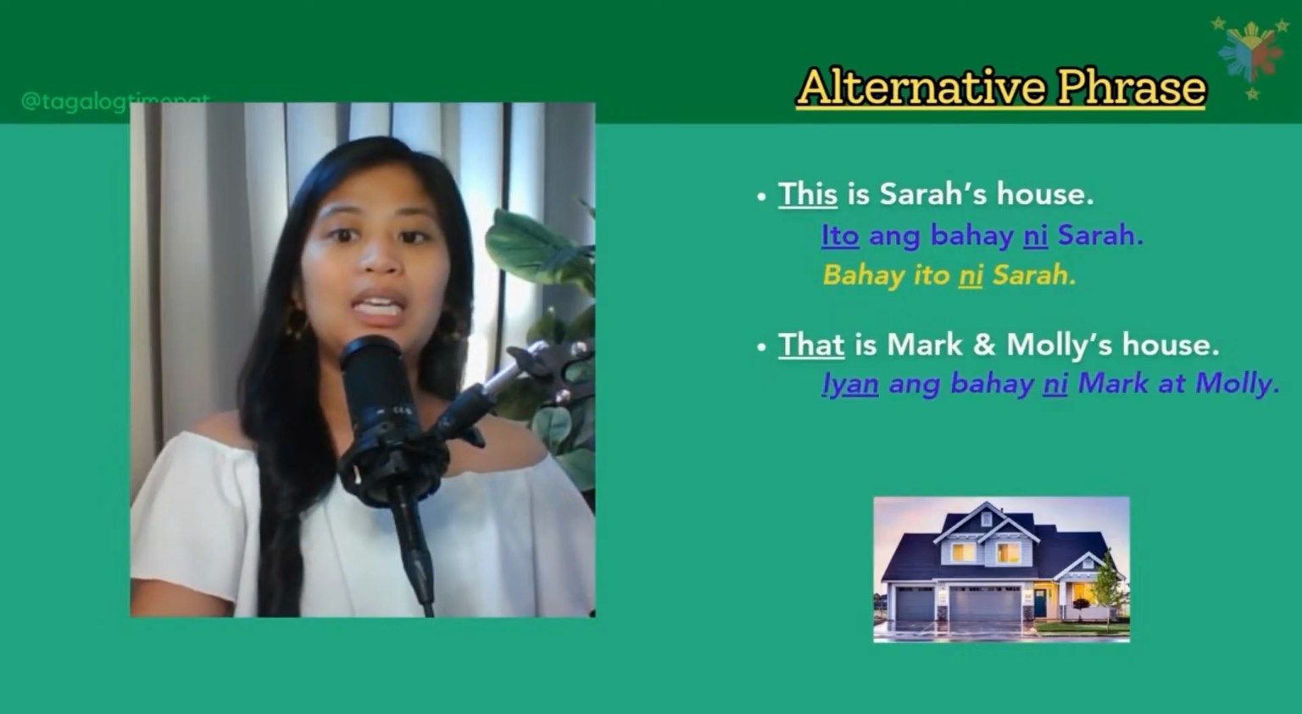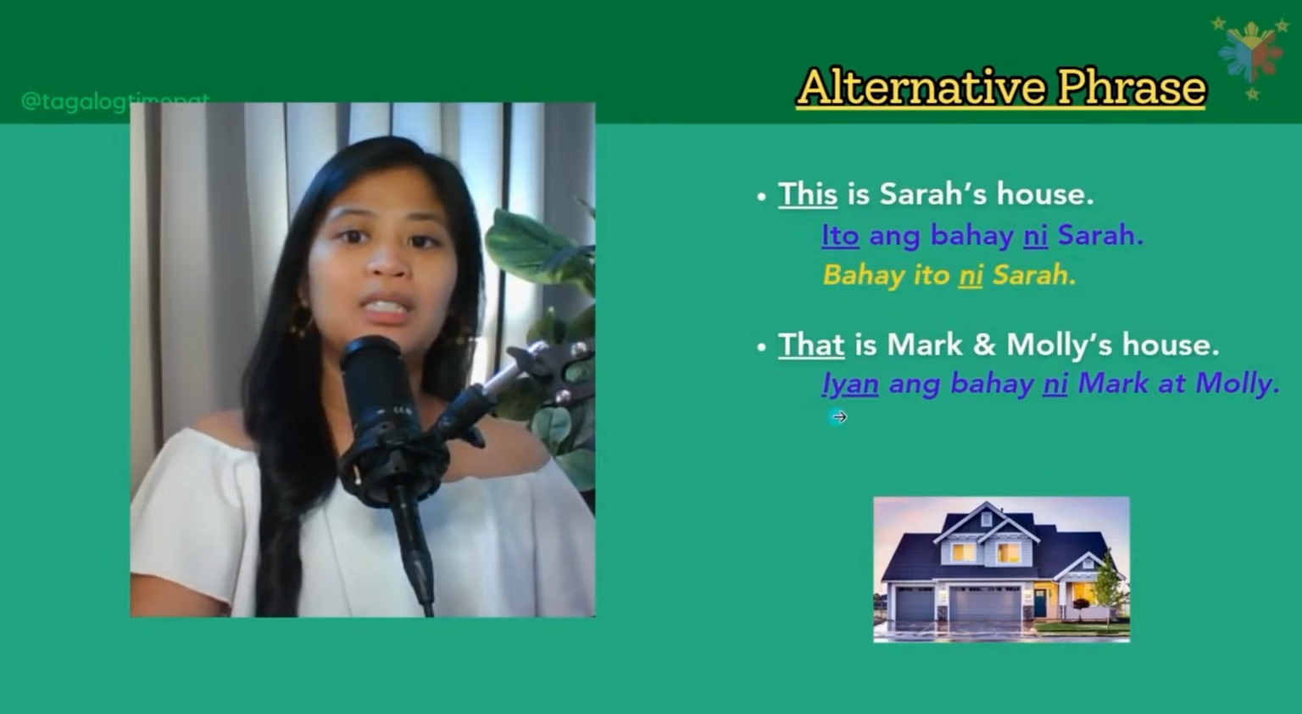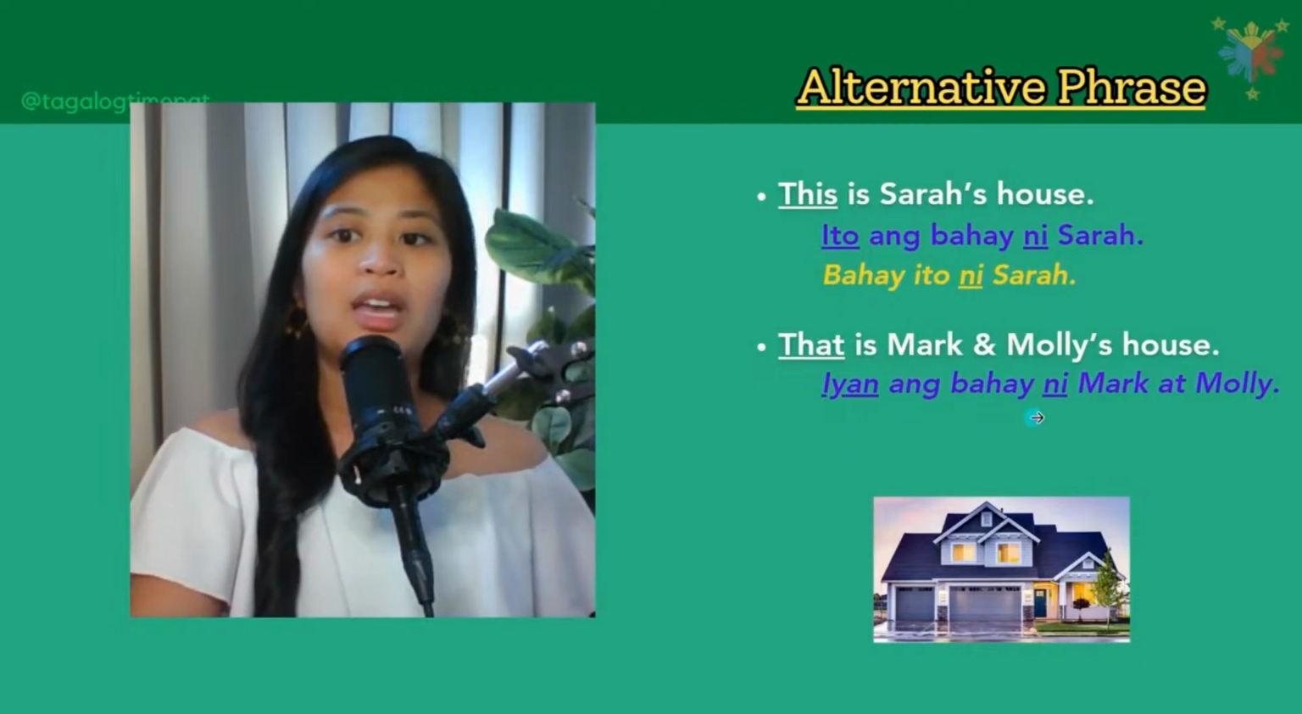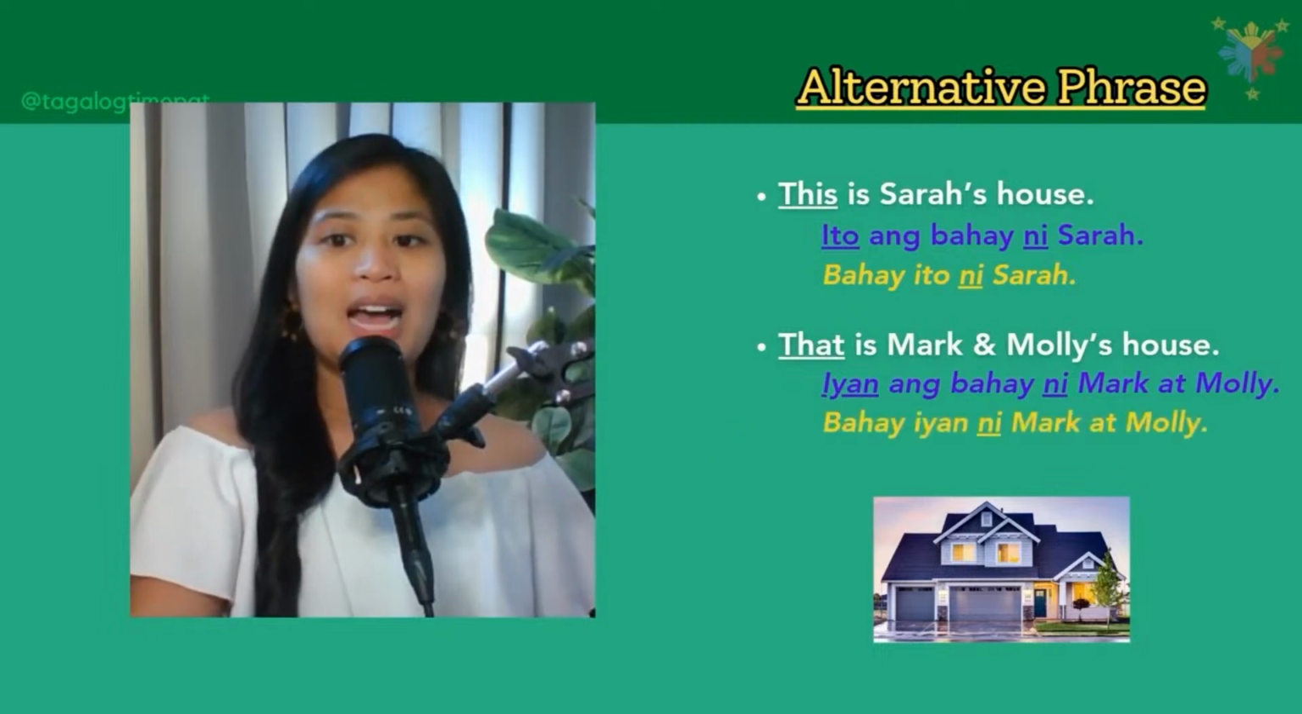Another example, that is Mark and Molly's house. It would be, "iyan ang bahay ni Mark at Molly." So we've learned these sentence structures already. It's the demonstrative pronoun, then the word ang, then the object, and then it's usually the pronoun, or in this case, the people with the possessive sentence marker. Now, the alternative way to say this is, "bahay iyan ni Mark at Molly." So the object goes first, then the demonstrative pronoun, then the sentence marker, and then the people's name.